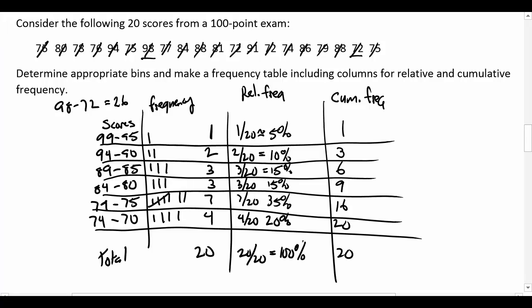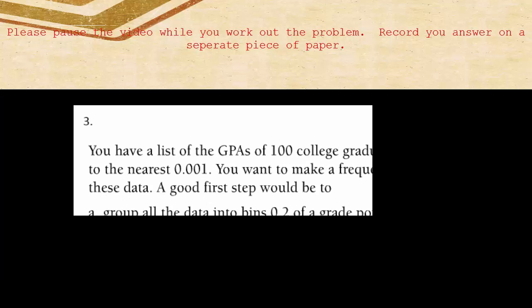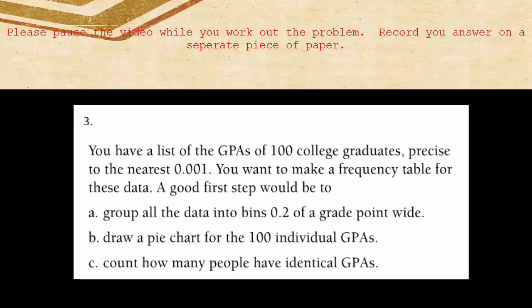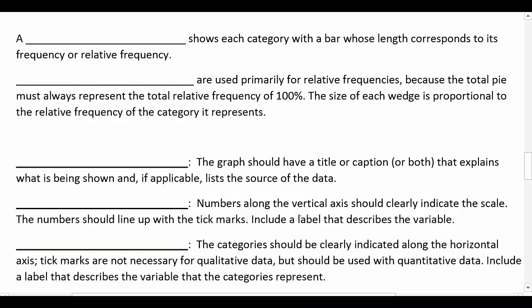Now I'm going to try to answer the question before it's asked. You just need to pick a direction. I started at the highest to the lowest, just because. You can start from 70 going up and count it that way. Cumulative frequency is more about keeping track of the numbers as you go down. Okay, so we're going to look at some more vocab here.